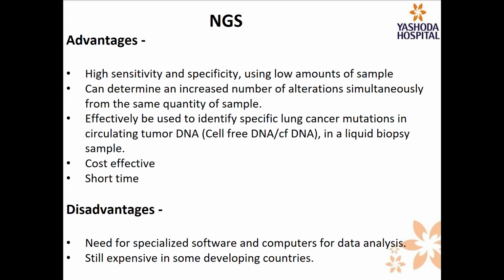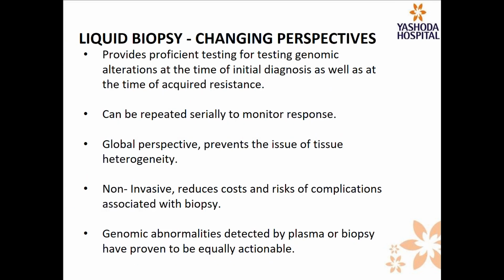Increased numbers of alterations can be detected because it's a mass DNA sequencing that we are doing in NGS-based assays. It's actually the circulating tumor cells or the cell-free DNA, cfDNA, which we utilize in NGS panels, so the issue of heterogeneity is also counteracted. Over a period of time, believe me, it will become very cost-effective and also give results in a very short time. But the disadvantages are that it needs specialized software and is expensive in developing countries.